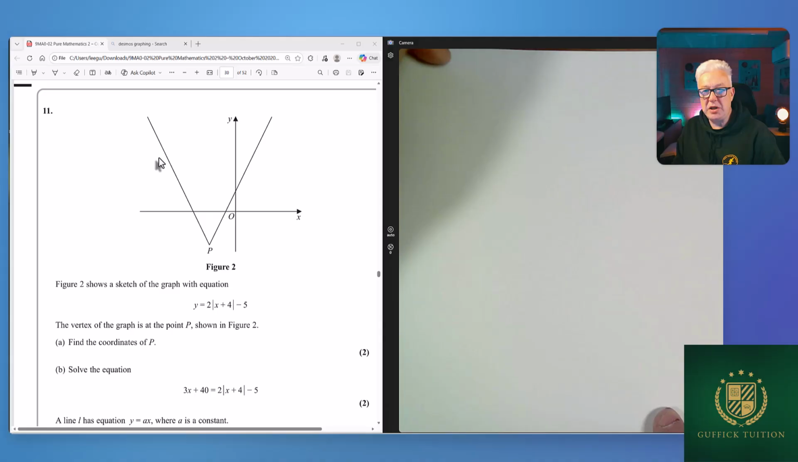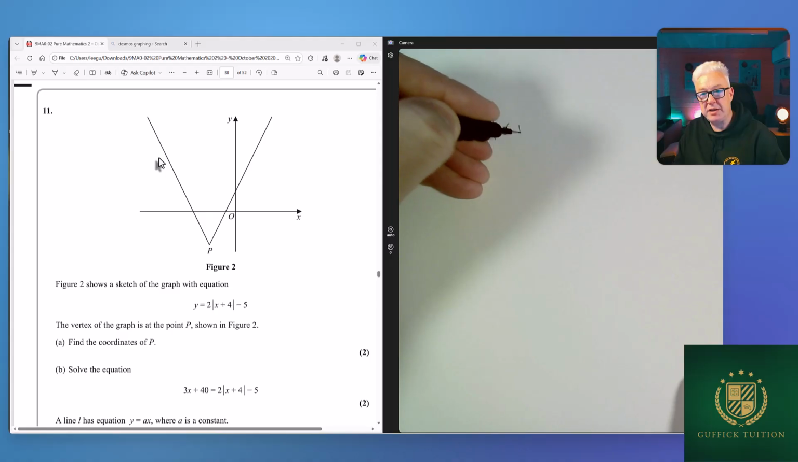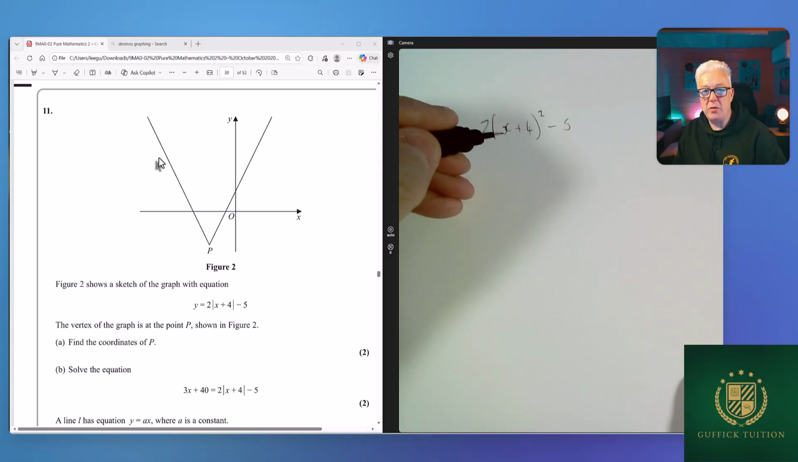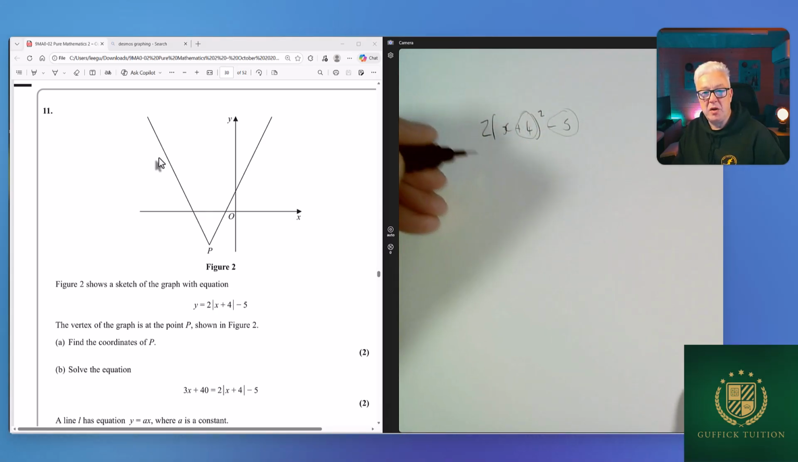So I always think that when you're doing this, it's very comparable with completing the square. If this was written in completing the square format, we would know that the coordinates of the turning point would come from changing the sign of that one and keeping that one the same. Well, actually, when we've got a modulus function graph, it follows the same kind of pattern.